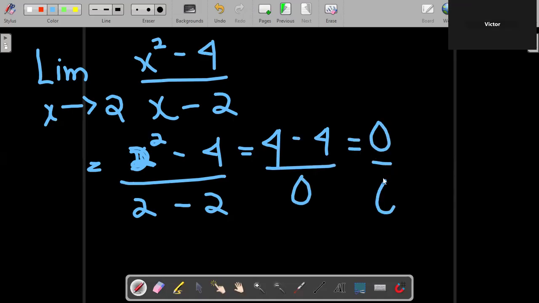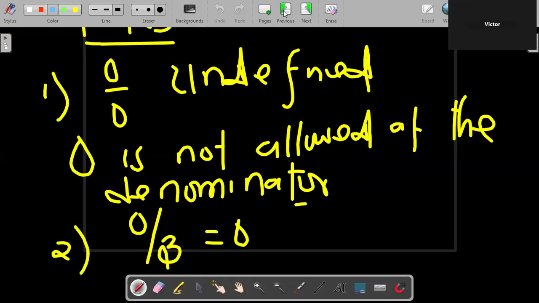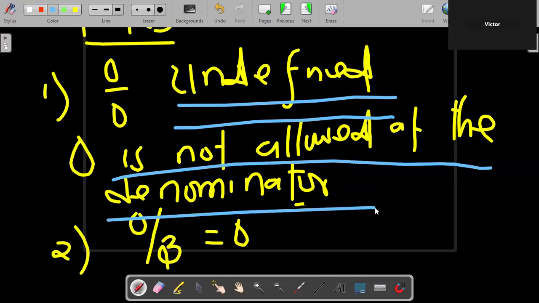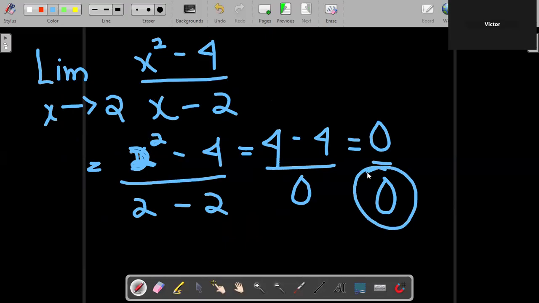So we get 0 over 0. Now look at what we said earlier. I told you 0 over 0 is not defined. Are you seeing it? 0 is not allowed in the denominator. What we're having here now is 0 at the denominator, which is wrong. It means that you cannot simplify this equation like this.